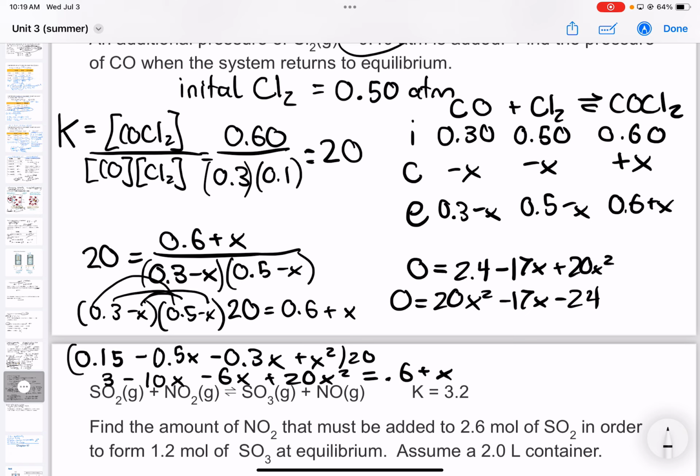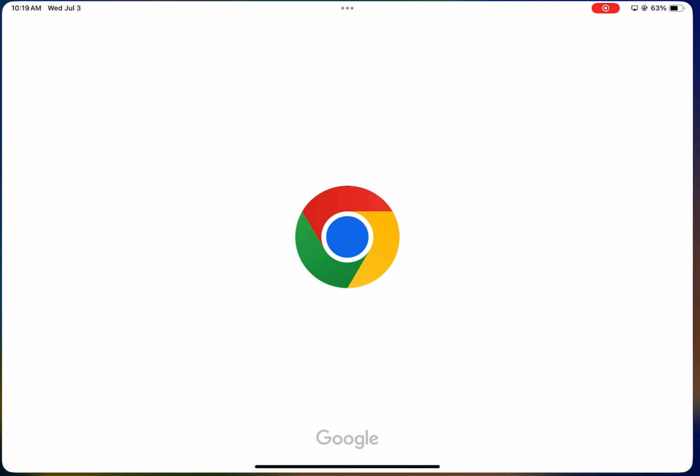I'm just making sure that I did everything right so I don't end up giving you guys the wrong stuff. Minus 0.3 minus 0.5 plus x squared, okay, times 20. 3 for that. 10 for that. 6 for that, and negative 20x squared. 2.4, because it's minus 10, 16, 17. Yep, that looks good. Okay, so let me just show you what I would do.